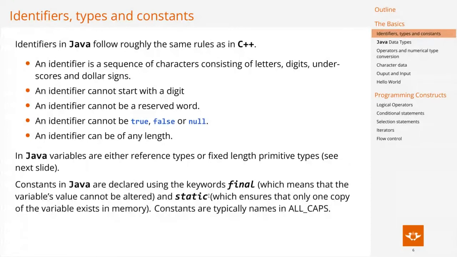Obviously, they can't be keywords. So you can't have a class called if, because that's a keyword. You can't have a class called for, because that's a keyword. You can't have things be true, false, or null. Those are also keywords that have specific meaning.